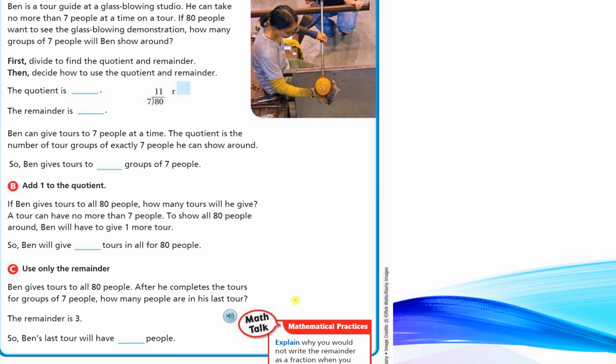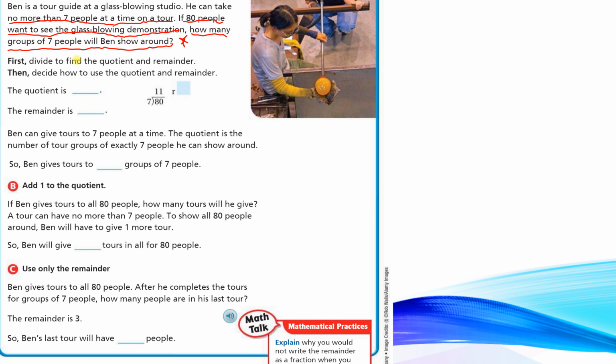Let me find it. There it is. Okay. Ben is a tour guide at a glass blowing studio. He can take no more than 7 people at a time on tour. So 7 is the max. If 80 people want to see the glass blowing demonstration, how many groups of 7 people will Ben show around? So that's our question. We always want to come back. Did we answer our question?